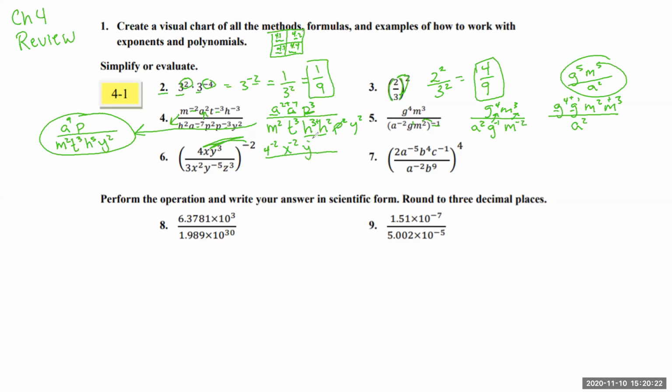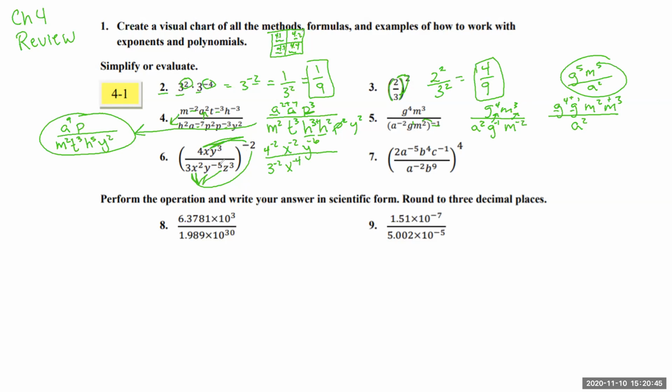So y, negative 6. Now we go to all the terms on the bottom here. And we're going to distribute it to all of them. So starting with the first one, we have 3 to the negative second. So we have x squared, and 2 times negative 2 is going to be negative 4. We have x to the negative fourth. And then we have y to the negative fifth.